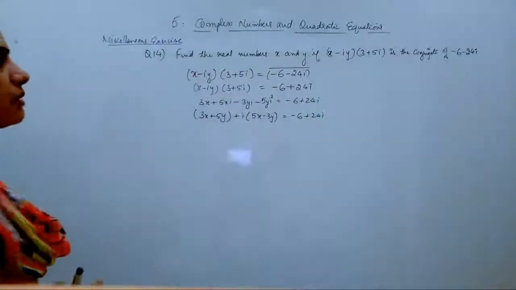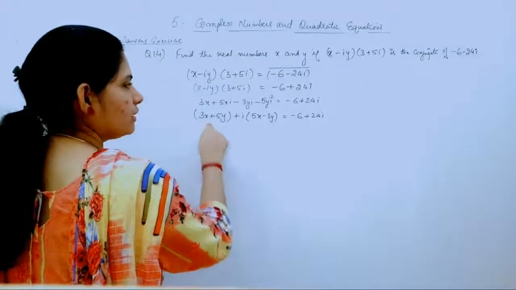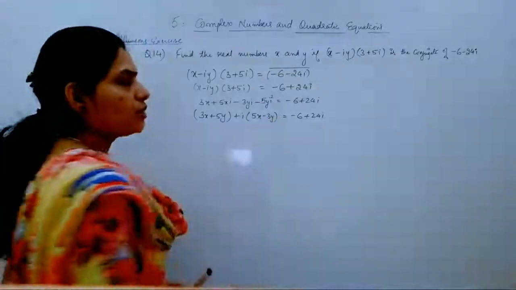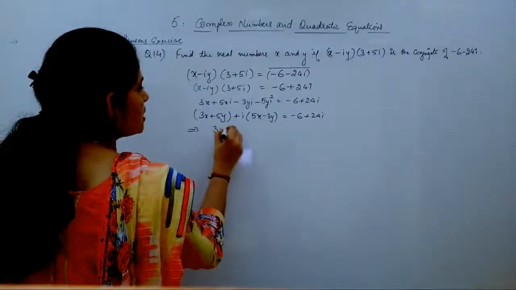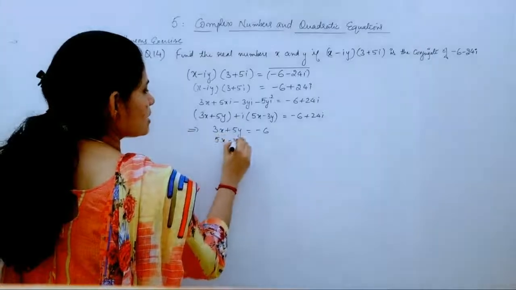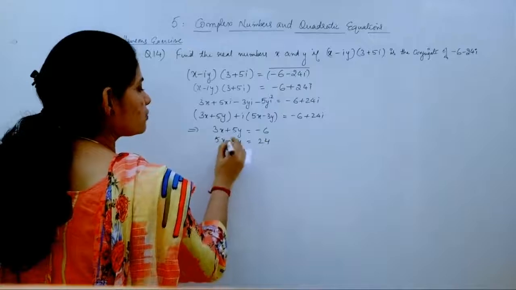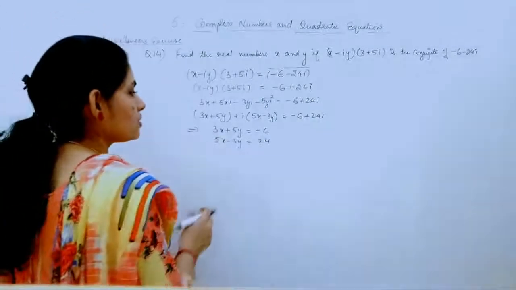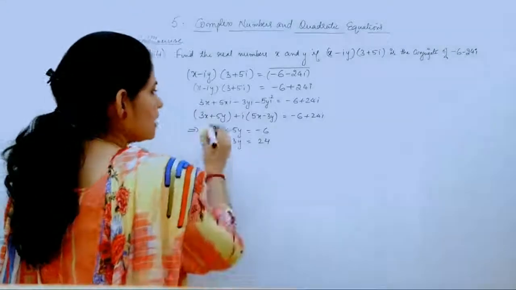Now two complex numbers are equal when the real part of one is equal to the real part of the other and the imaginary part equal to the imaginary part of the other. That means this will give you two equations, which is 3x plus 5y equal to minus 6 and 5x minus 3y equal to 24. Now you can use any of the methods to find out the value of x and y. So I am just using the elimination method. In order to use the elimination method, we have to just make the coefficient of one of the variables equal.